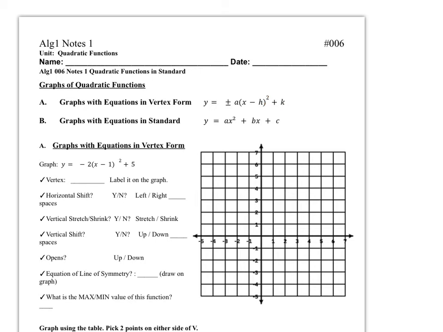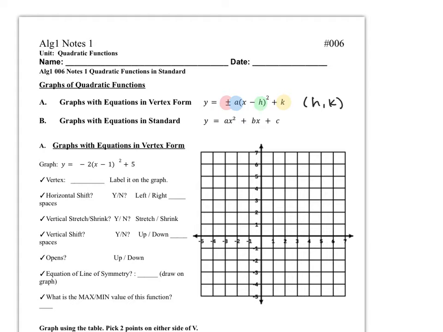plus k, where your vertex is the point (h, k). And for the parabola, some of the things that will determine the way it looks are if it opens up or down based on the plus or minus, how wide or narrow it is based on the absolute value of a, the left or right shift based on the h value, and the up or down shift based on the k value.